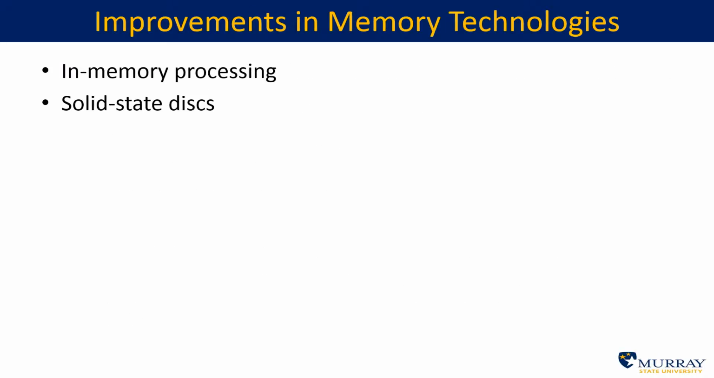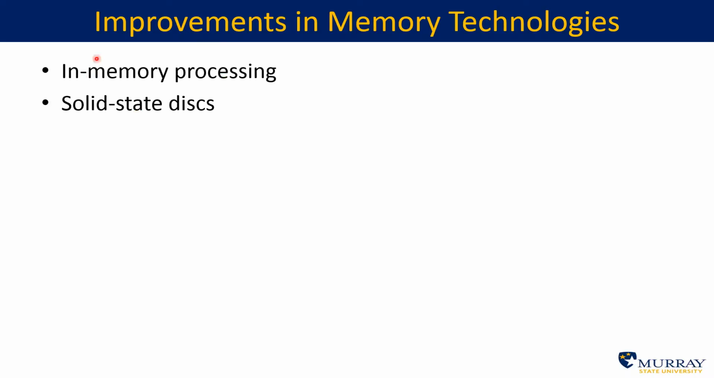Also, big data processing would not be possible or would not be very efficient without improvements in some memory technologies. So the two memory technologies that are usually part of big data are in-memory processing and solid-state disks. Now, we'll expand on in-memory processing a bit, but just to give you a brief overview of that, in-memory processing means you do processing, you do analysis, you do analytics using random access memory as opposed to using disk memory, because it is much faster to do it this way.